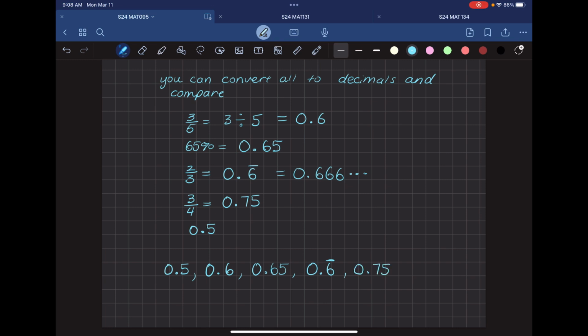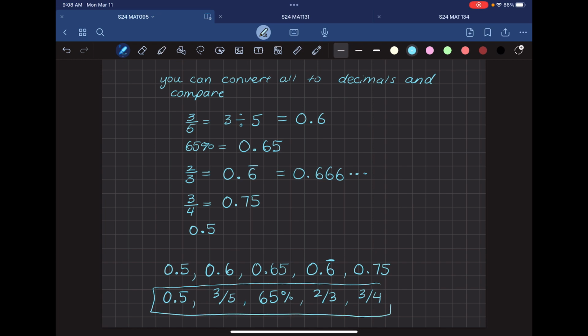And so this is the order in their decimal forms, and then we can just convert them back when we're writing out our answer. So 0.5, 3/5, 65%, 2/3, and then 3/4. And this would be those numbers ordered from least to greatest.